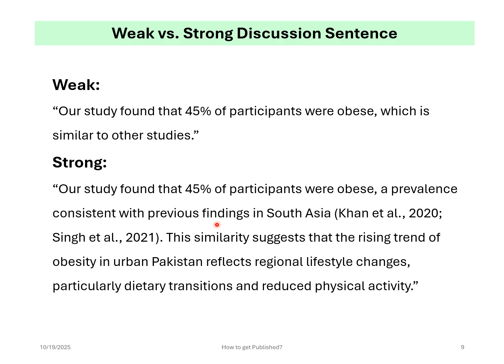This is a common mistake: you say multiple studies showed this, and just write one citation. So this is an obvious mistake. Here, I have shown two studies, so that is enough. This similarity suggests that the rising trend of obesity in urban Pakistan reflects regional lifestyle changes, particularly dietary transitions and reduced physical activity. Because these findings were similar, I am giving the reasoning for the similar findings.